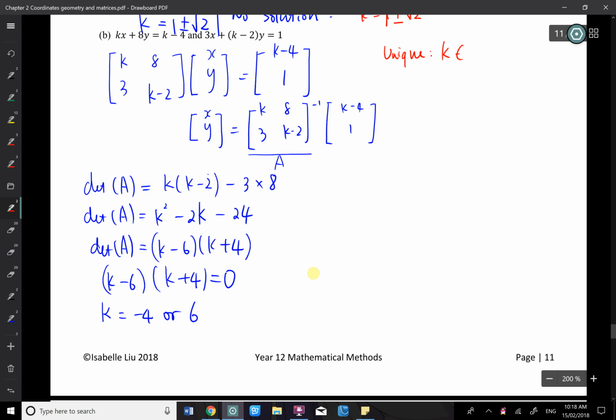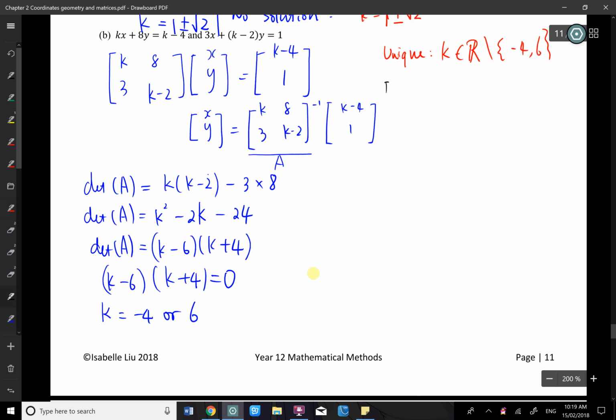I can answer the unique one: k can be anything else but not -4, not 6. Those are the only 2 points you have a problem with. All the other values of k are good. I can find the inverse, so I can definitely find a unique solution, because when I have the inverse, 2 matrices multiplied together give me a unique value. So the unique solution will be R except -4 and 6.